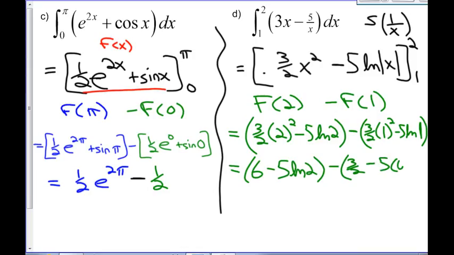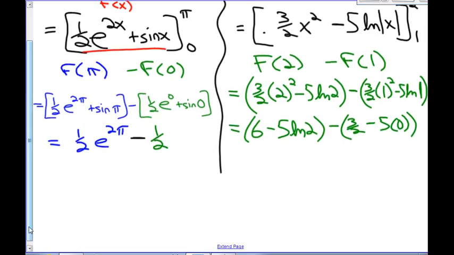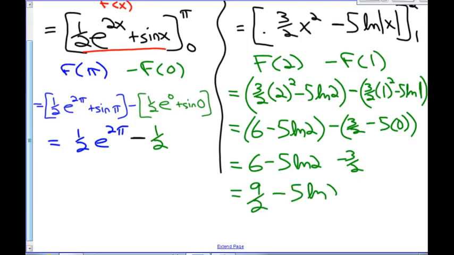Ln 1 is just 0. The log, any base, of 1 is going to be 0. So now we have 6 minus 5 ln 2 minus 3 over 2. Combine, that's 9 over 2 minus 5 ln 2, or if you prefer, 4.5 minus 5 ln 2. Now you could give that in a decimal version, but look, it looks so pretty here in exact terms.